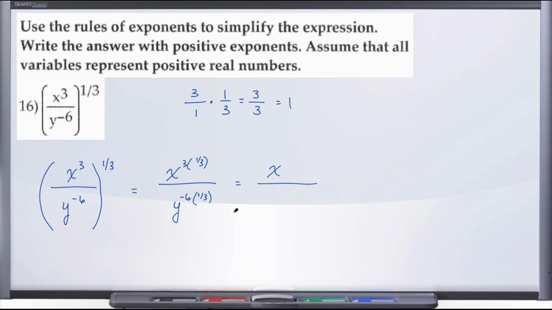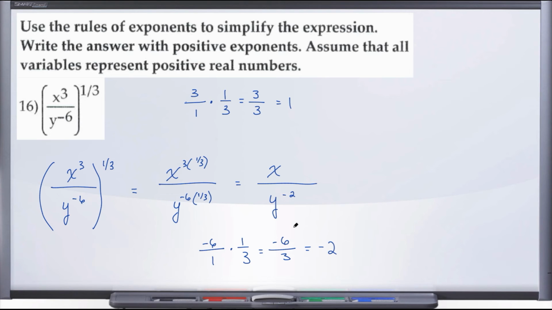Let's go ahead and take a look here at the denominator. Well, we know we're going to have a y because that's what we're working with, and so here we have negative 6 over 1, right? That's how we can rewrite negative 6, just put it over 1, times 1 over 3. And now that gives us, well, negative 6 times 1 is still negative 6, 1 times 3 is 3, and negative 6 over 3 we can nicely reduce to negative 2. So we end up with now y to the negative 2.